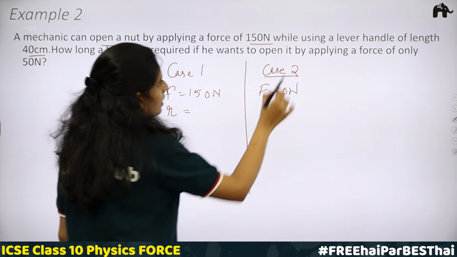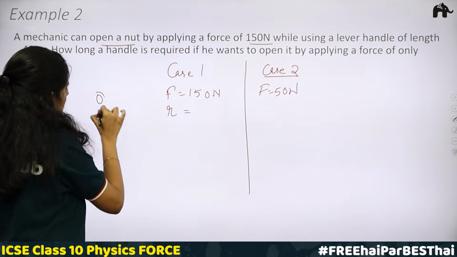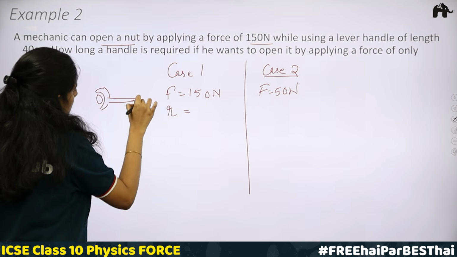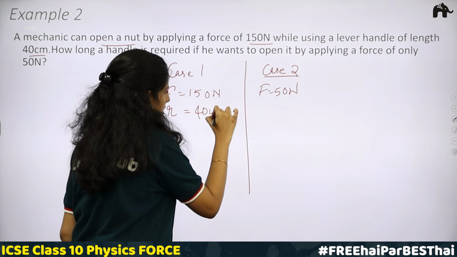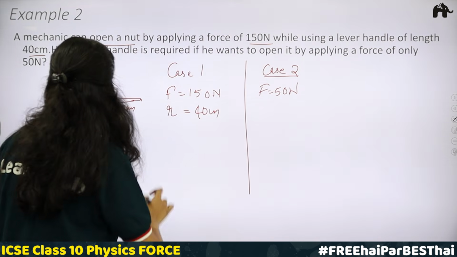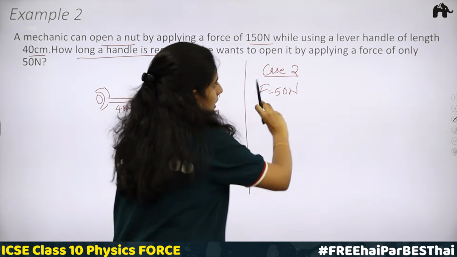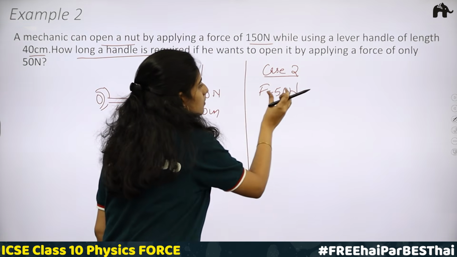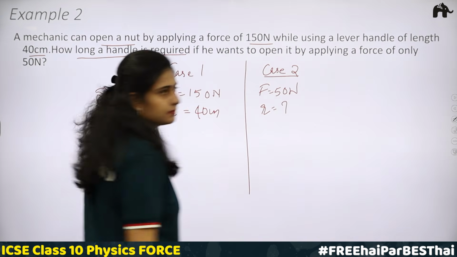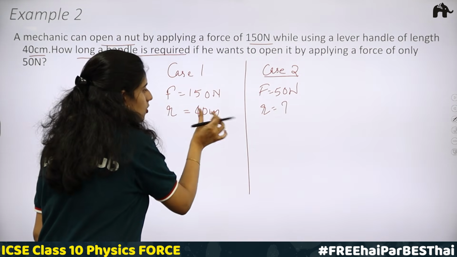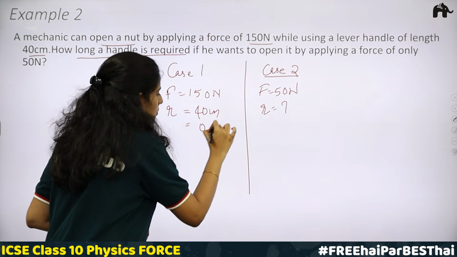Here, distance. What is the distance? A lever handle of length 40 centimeter. So here you have a nut and this is a lever handle, you see. This distance is 40 centimeter. R is 40 centimeter. What we need to find? We need to find how long a handle is required, the length of handle to open this nut, when a force of 50 Newton only can be applied. In this case, we need to find what R is. First step, convert this 40 centimeters into meters. How much do we get? 40 centimeter will be equal to 0.4 meters.